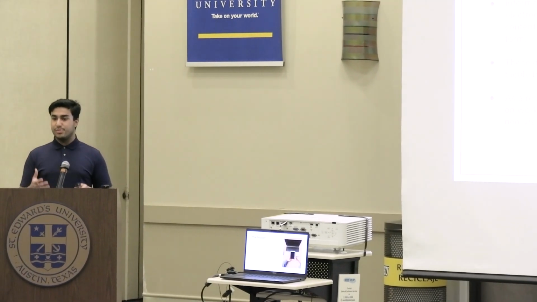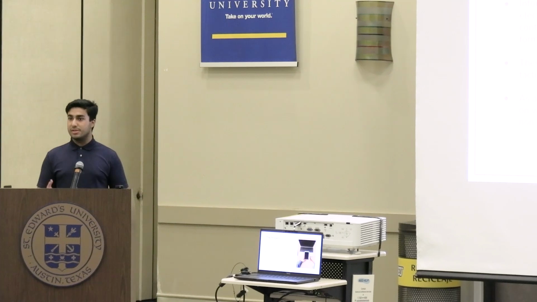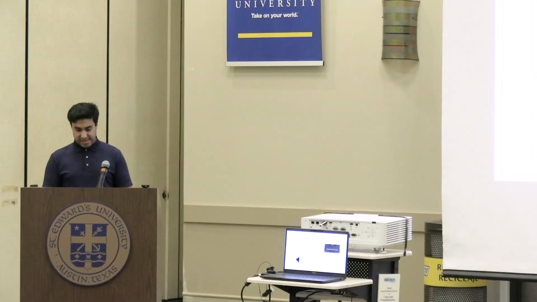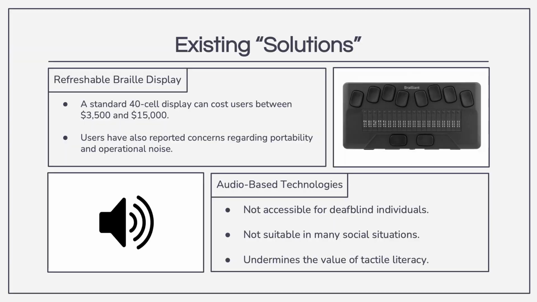And so for visually impaired users who are comfortable using Braille, this presents a problem. Now to access content online, they're forced to use workarounds. And so what are these workarounds? Well, one of the main workarounds is refreshable Braille displays.